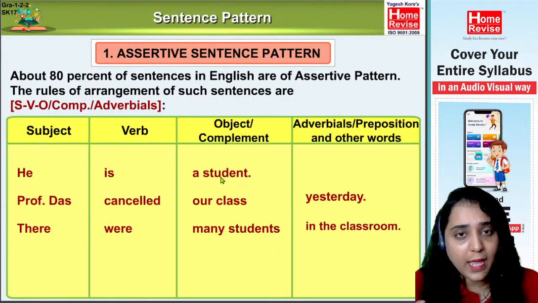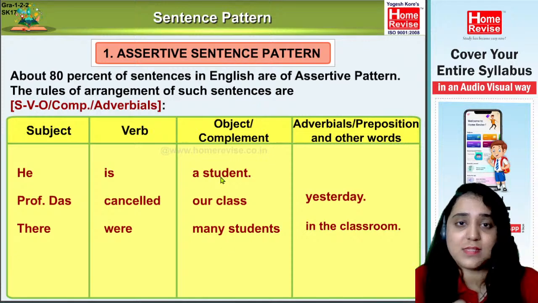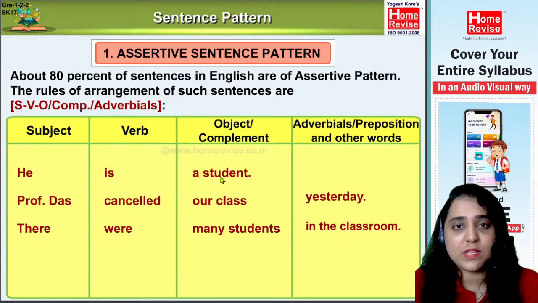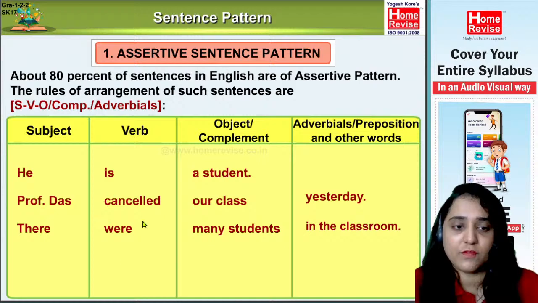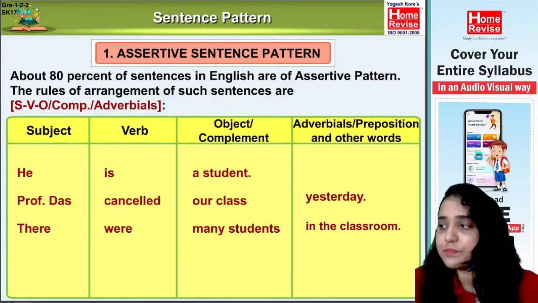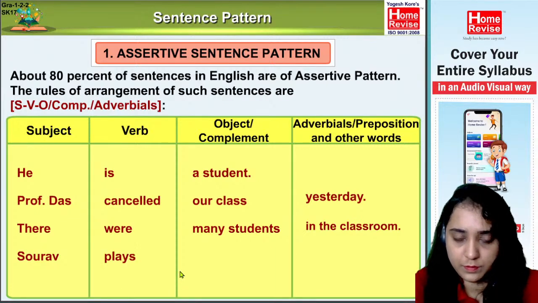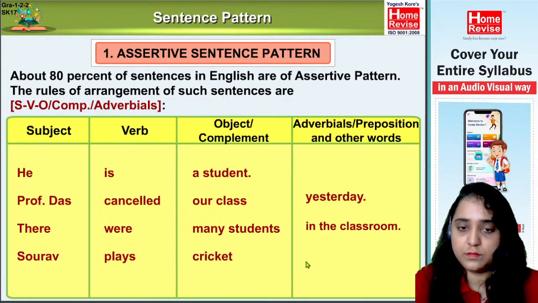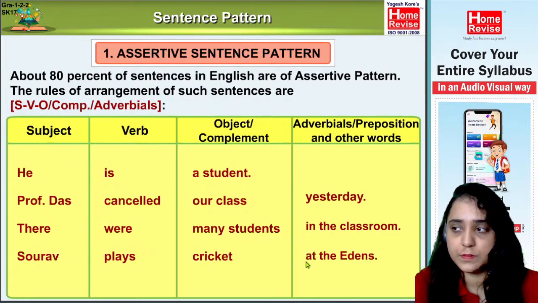Okay, but हर एक statement में you will always have a subject, you will always have a verb and you will always have an object. So these three things are extremely important. अब rest part of the statements या preposition and other words, it depends कि वो statement कैसा है. But these three things you will always have in your statement. Okay? Subject, Saurav, verb, plays, object or complement, cricket, adverbials or preposition and other words, at the Edens.